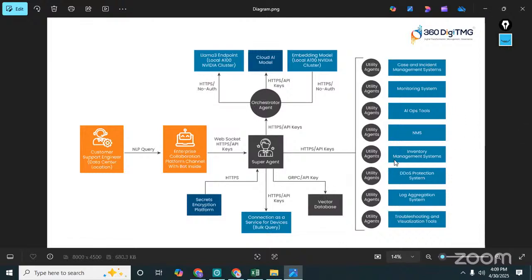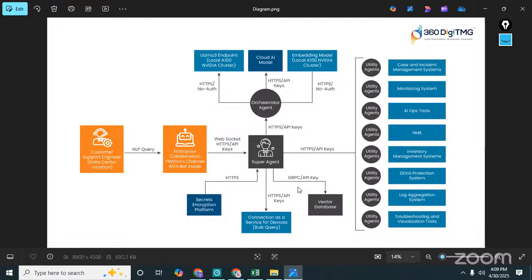These agents will basically fetch relevant data or trigger actions as instructed by this super agent. These multiple agents will perform that. Multiple utility agents. Then comes the security considerations that we need to talk about.